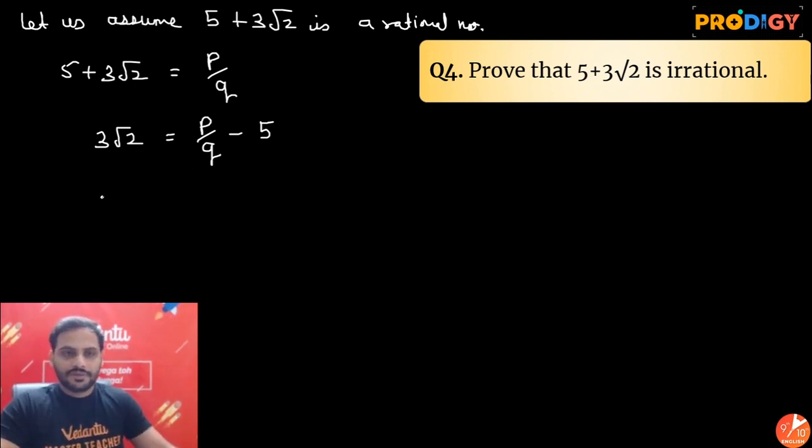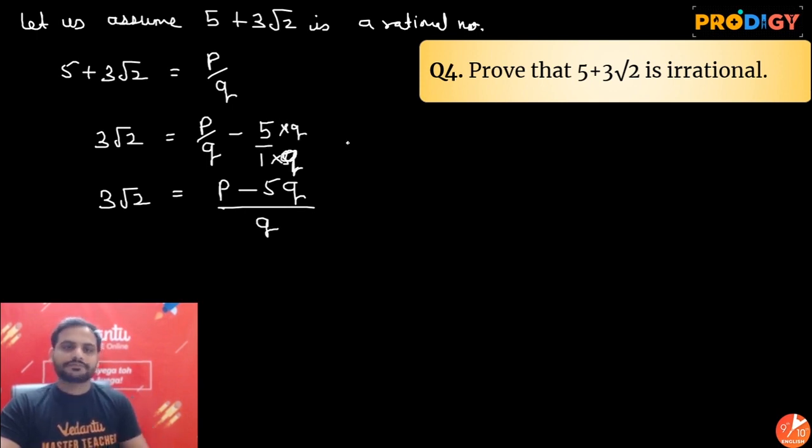So take LCM over here. 3 root 2 is equal to p minus 5 into q by q. I have taken LCM, okay? Don't be like, sir, how did this happen? Multiplied with q, LCM. I know some students will be like, oh sir, how have you done this? Sir, you are not able to understand. No problem, I got it. That is why I am explaining this to you. But try to understand, these are all small things.